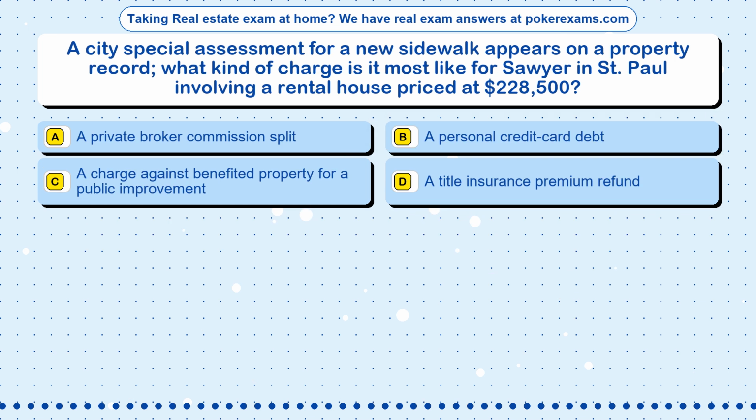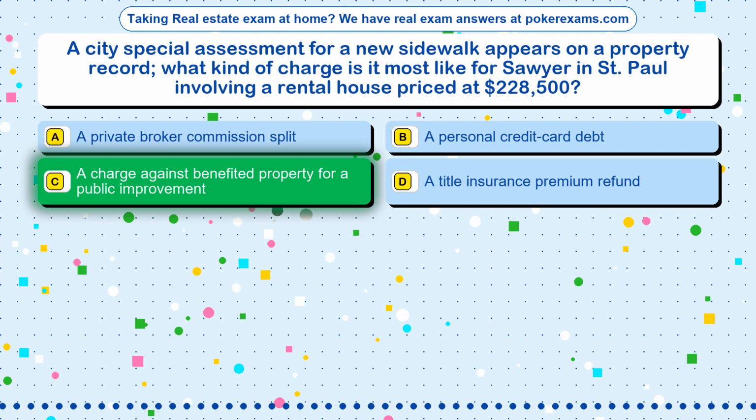Question 71. A city special assessment for a new sidewalk appears on a property record. What kind of charge is it most like for Sawyer in St. Paul involving a rental house priced at $228,500? Option A, a private broker commission split. Option B, a personal credit card debt. Option C, a charge against benefited property for a public improvement. Option D, a title insurance premium refund.